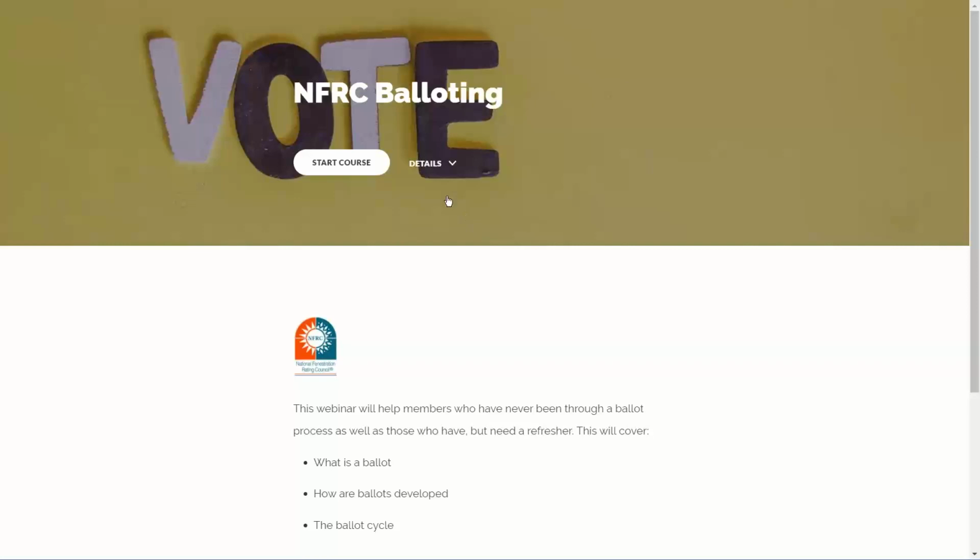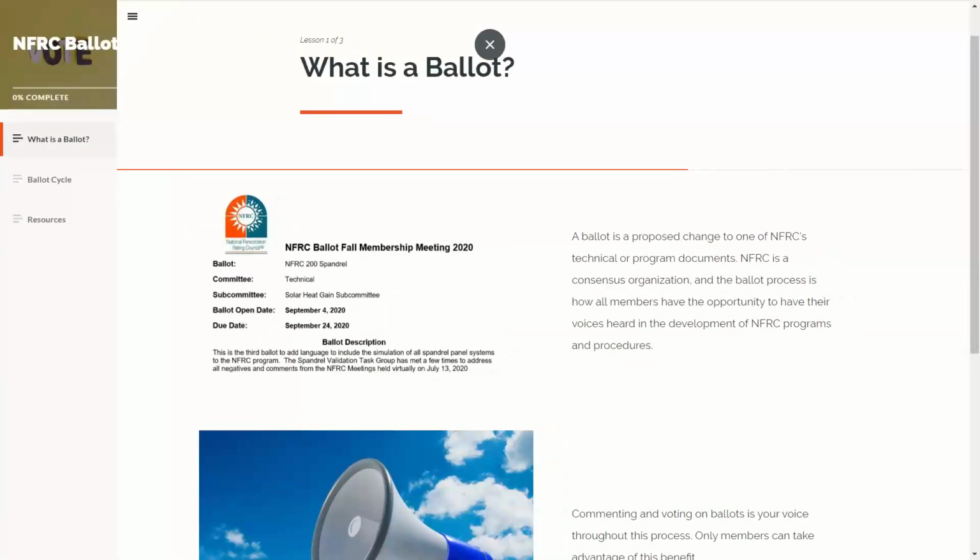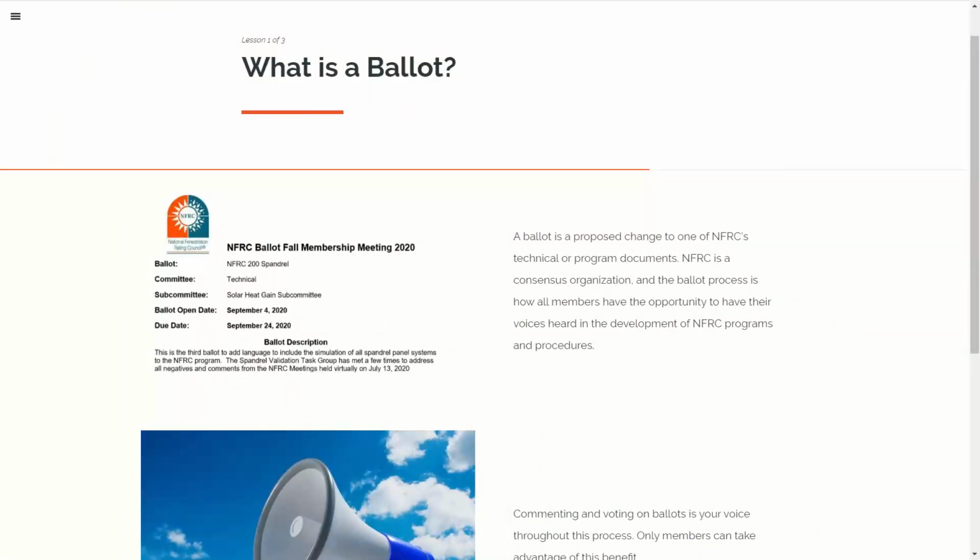Now, let's get down to business and learn about what NFRC's ballots are, how ballots are developed, how responses are handled, and the different ballot outcomes. First, we're going to start with understanding what a ballot is. NFRC uses ballots as a mechanism to propose changes to technical documents or program documents. For example, there could be a technical ballot to revise a way we test something, or for a new testing procedure or rating, or an update to a program requirement, such as a modification to a label.